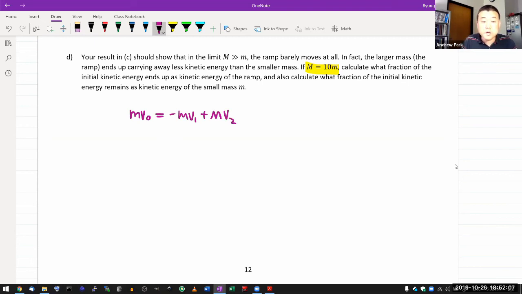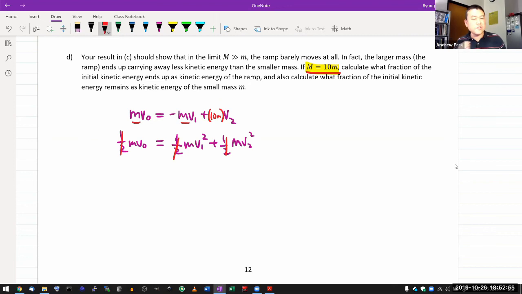And the second equation was conservation of energy: 1/2 m v naught squared is equal to 1/2 m v1 squared plus 1/2 big M v2 squared. And there are some things you can get rid of right away. This 1/2, you can cancel out from all the terms. And it would have been nice to just cancel out the m's, but because of this different big M, you can't. This is where the number given here comes in useful. Let's just plug in what that big M is. So plugging in that value of big M, it's 10m.